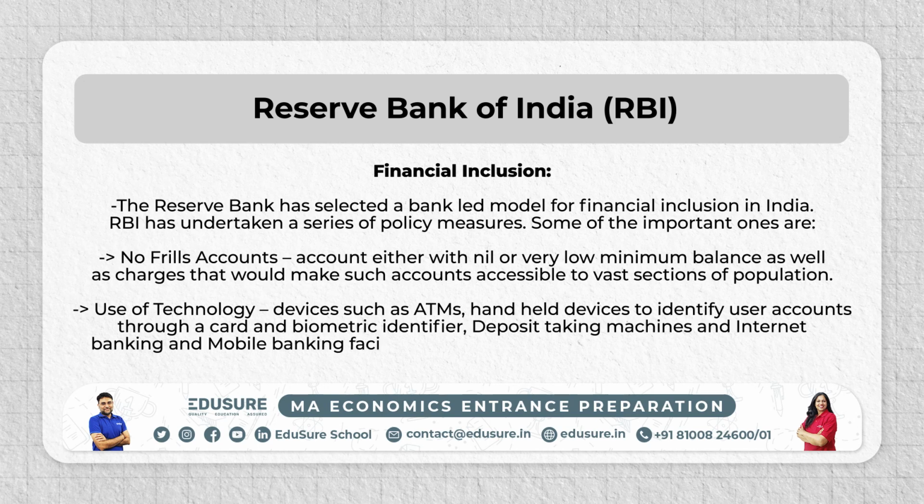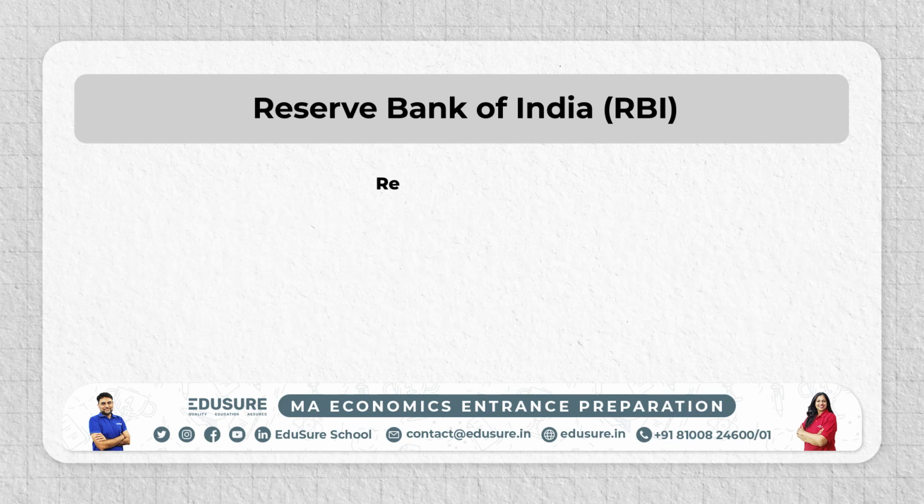Use of technology. Devices such as ATMs, handheld devices to identify user accounts through a card and biometric identifier, deposit-taking machines, and internet banking and mobile banking facilities to provide banking services to all sections of society with more ease. Related functions.